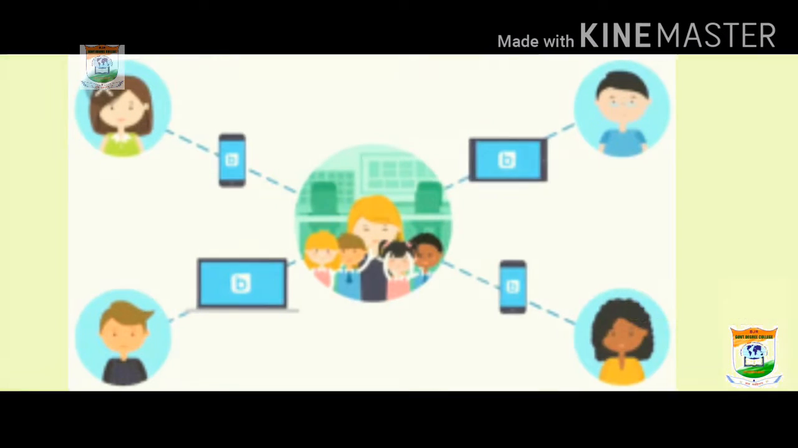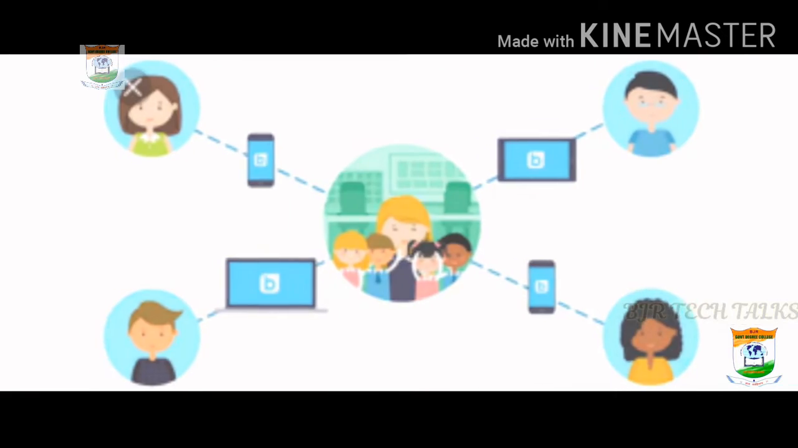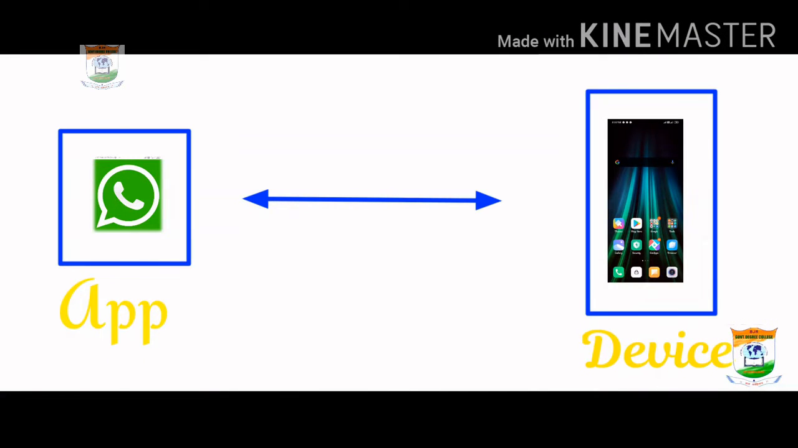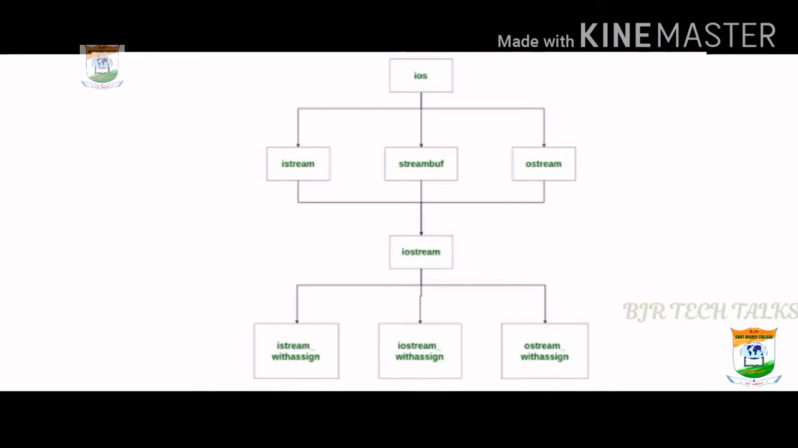Now we are going to learn about stream classes. The flow of data between any two devices is called a stream, or in other words, the flow of data between any two applications is called a stream. Streams in C++: stream is a class file used for connecting data between two applications in order to communicate our app with external applications. Let us see this picture.